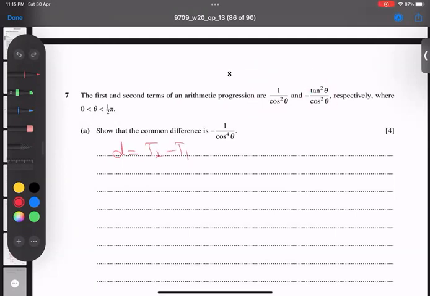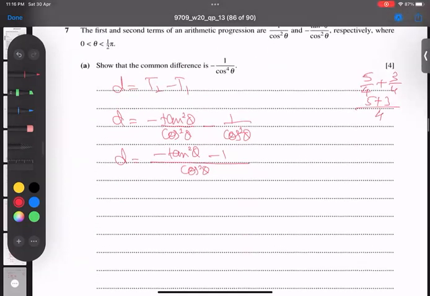So just subtract them. Okay, negative tan square by cos square, and negative the first term, which is this one, 1 over cos square. So you can take the LCM. The LCM is very clear, this cos square is the same. Like 5 over 4 plus 3 over 4, we match the 4 and write only 4 and 5 plus 3. Same story here: cos square theta, and negative tan square theta negative 1.